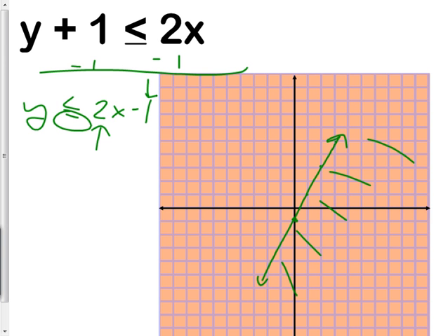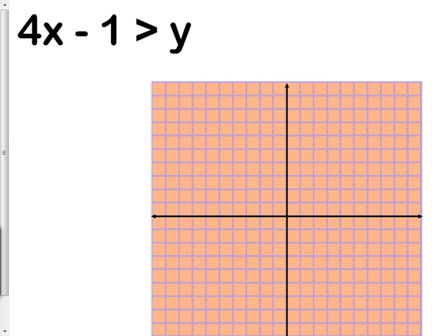So how many of you already knew that? Raise your hand if you're good with that. Okay, good. Next thing. This kind. It's different in 3 ways. Number 1, the sign's different. Number 2, the y is on the other side. Number 3, it's going to be a dotted line.